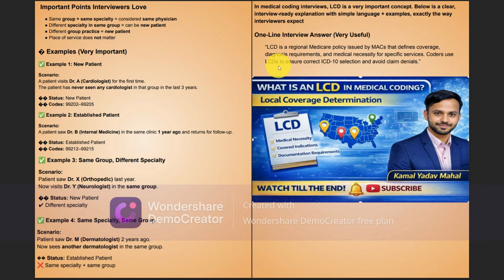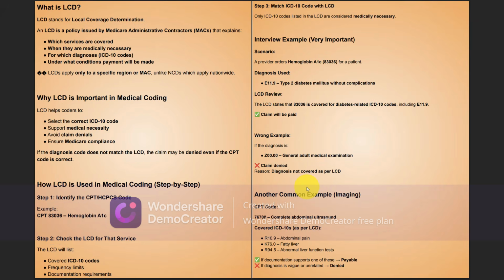LCD is a local coverage determination. What is an LCD in medical coding? Local coverage determination. Medical necessity, coverage indications, documentation requirement. So three key components we can say. Let's discuss in detail.